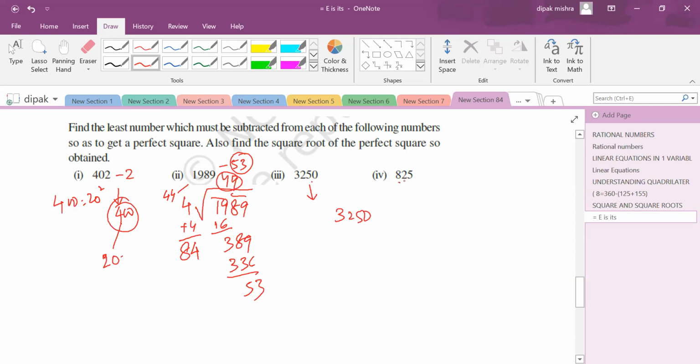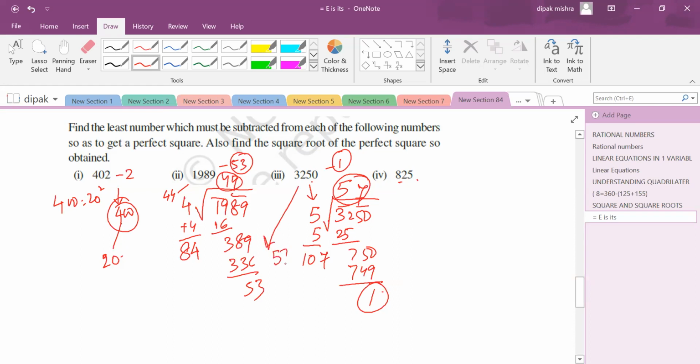Right? So again, 3250, you take this one. So I'm doing this one, you can try this one yourself. The fourth one, you can try it yourself. Okay. So if you do it, take pairs of 2, 5 5s are 25. Okay. And 7, 50, 5 and 5 is 10. And 107, 7 times 7 is 749. So you subtract 1, you get a perfect square, and the square root is 57. So you subtract 1 from this, and the square root is 57. Right? You can try the fourth question yourself, or if you want, I can do it for you.